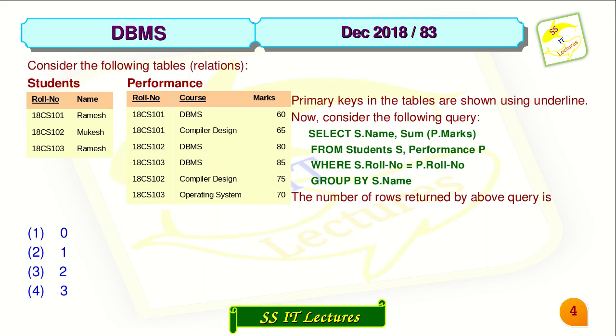We are joining these 2 tables based on roll number. They are asked to calculate the sum based on the group by column name S dot name. Generally, when a group by clause is used in a query, the number of rows returned by that query indicates unique values available, that is different values available for that group by column. Here in the students table, though there are 3 records, the unique values are 2, that is Ramesh and Mukesh. So the total number of rows returned by the query is 2.